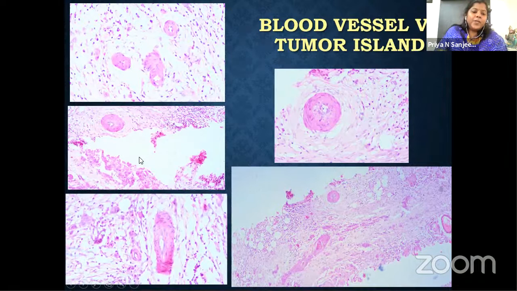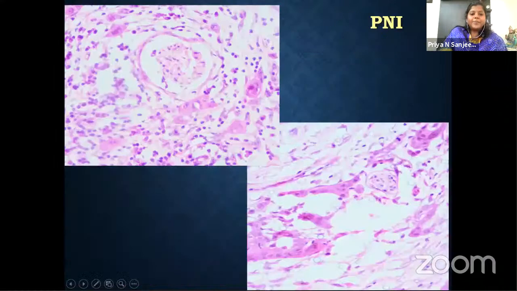But look for the lumen. Sometimes you can see the presence of RBCs inside the lumen, and this is again a blood vessel. So these are the tumor islands. Again, this is a tumor island. You can see the keratin pearl there. Next is perineural invasion.